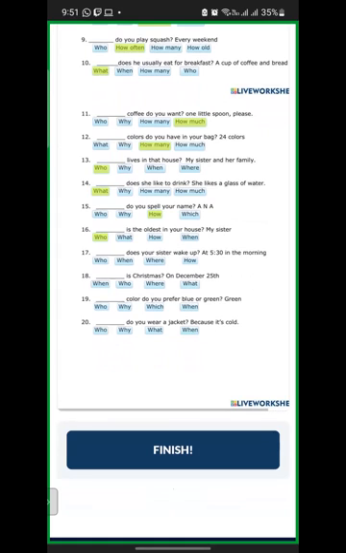La 17 dice... ¿A qué hora se levanta tu hermana? Sí, sí. ¿A qué hora? 5:30 de la mañana.